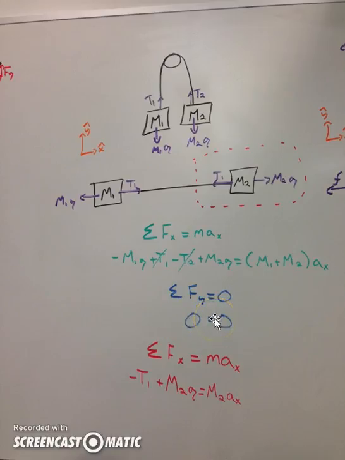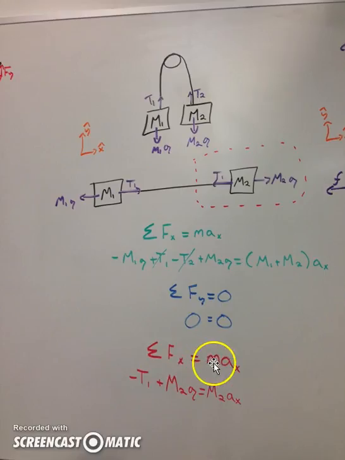Now, let's say we want to solve for tension, okay? However, when we use this equation, tension cancels out. So in order to solve for tension, we have to break up our system and analyze a smaller system. So that's what we use the little red box for. And that's what this little red writing here is to represent what's in the red box.